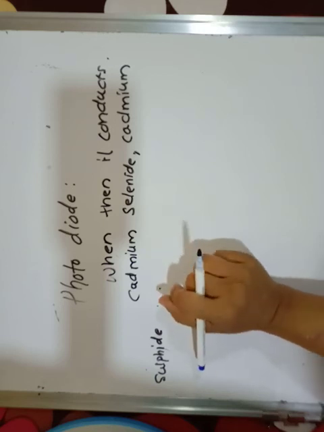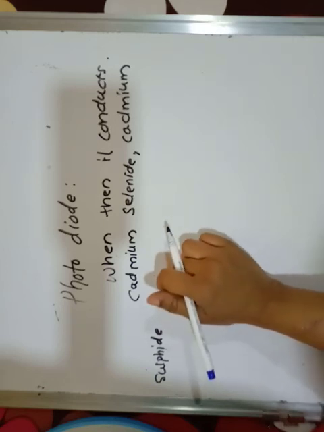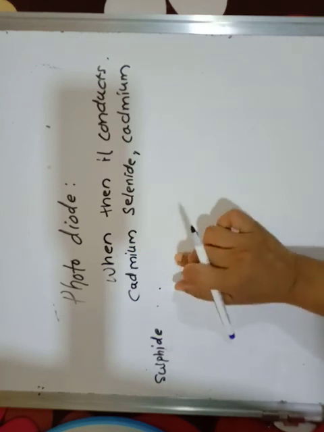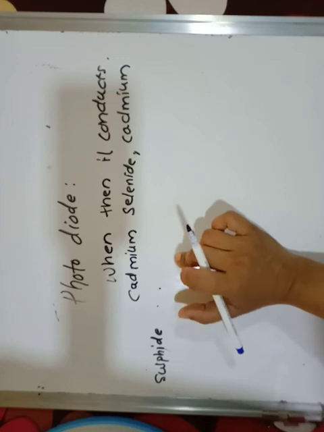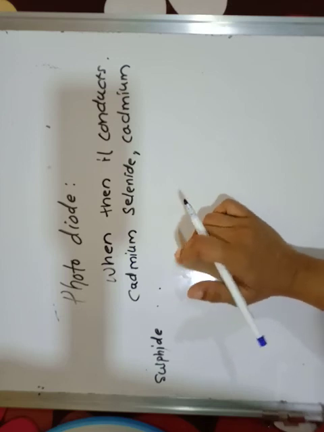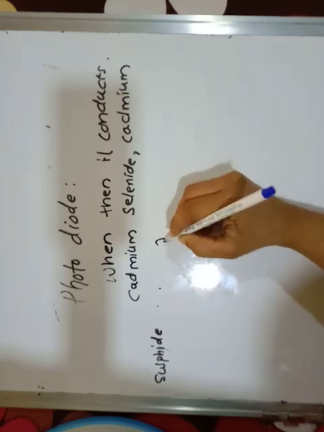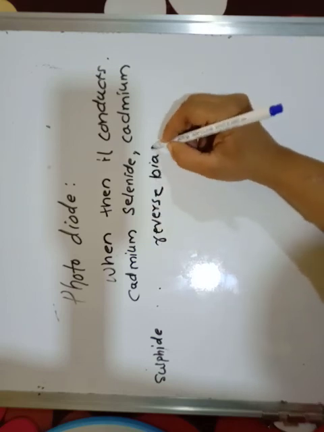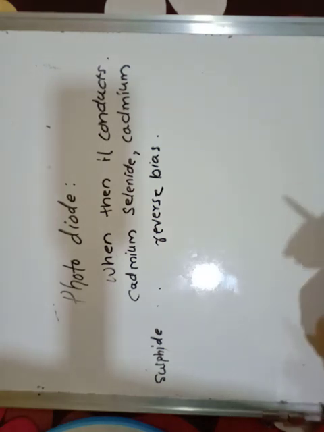So the current through this photodiode depends on the light intensity. Means when there is light intensity, then current is flowing through the photodiode. So the photodiode always operates in reverse bias. When does it operate? Only in reverse bias. So when it is exposed to light, due to the energy of light, electron hole pairs are generated, and therefore current flows through it.